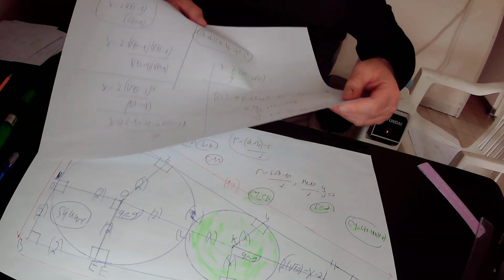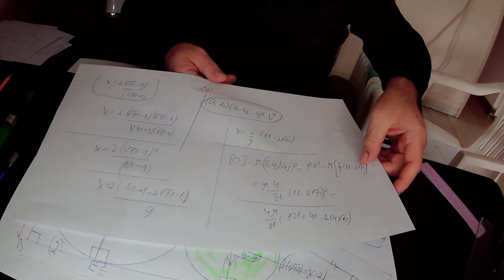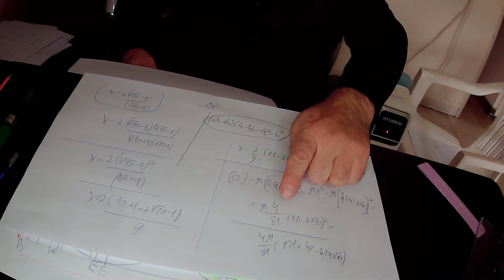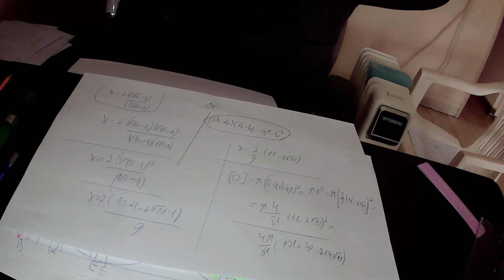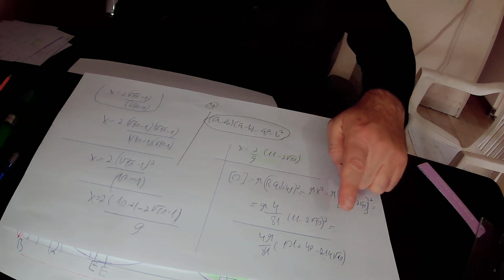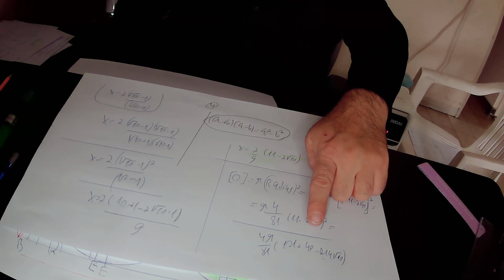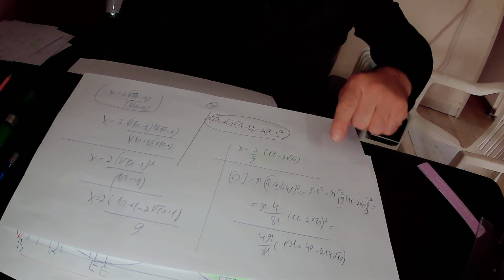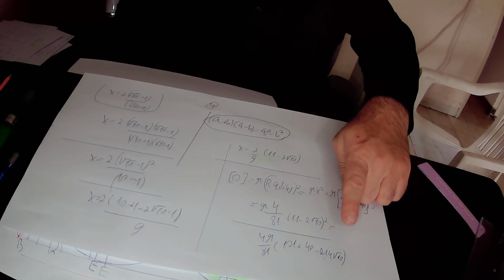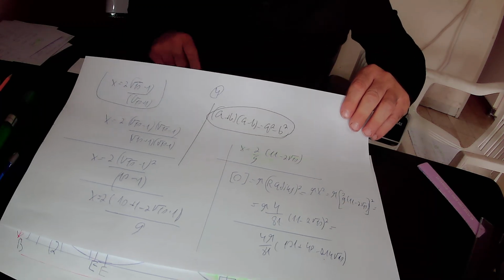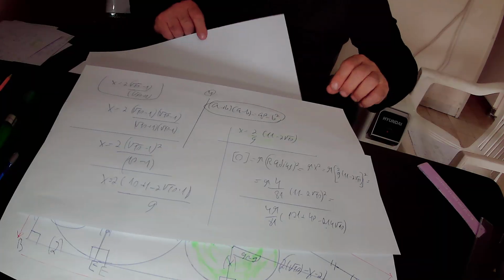So in total, we found that the area of the green circle equals this expression. Again, 121 plus 40 is 161, minus 44 times root of 10. Repeat again.